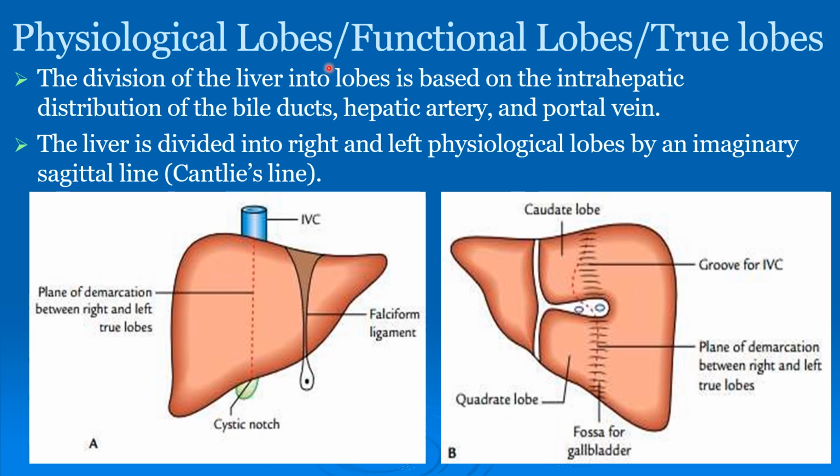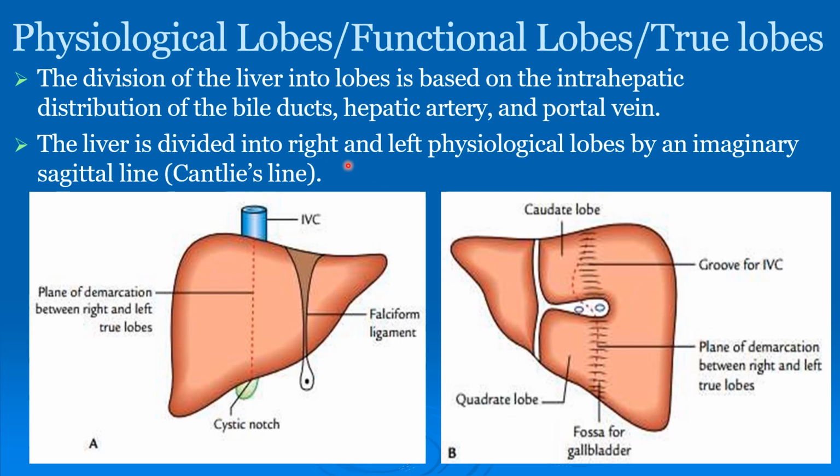About the physiological lobes of liver. It is also called functional lobes or true lobes. The division of the liver into true lobes is based on the intrahepatic distribution of bile duct, hepatic artery and portal vein. It means there is independent supply to the lobes. Bile duct is separate right and left. There are right and left hepatic artery branches and there are right and left portal veins.